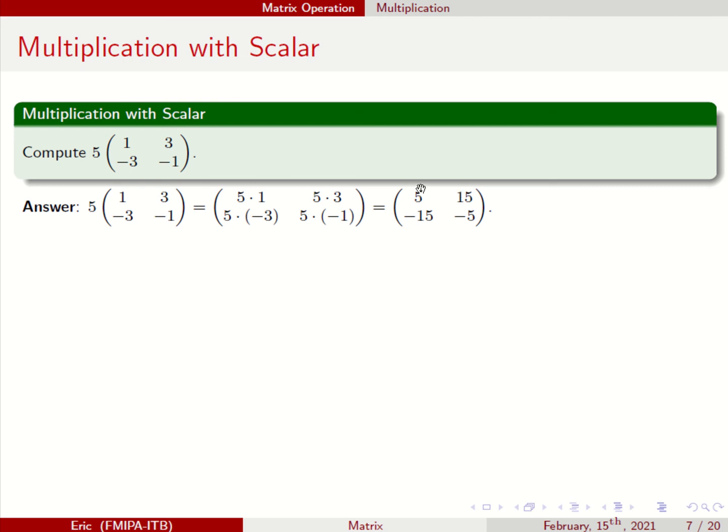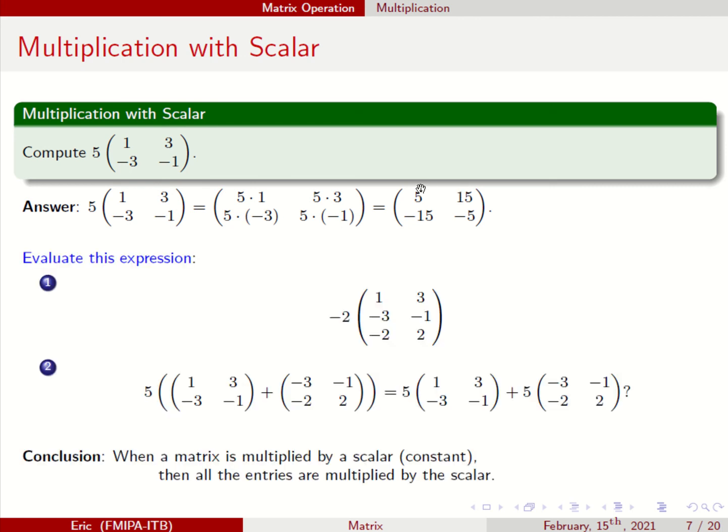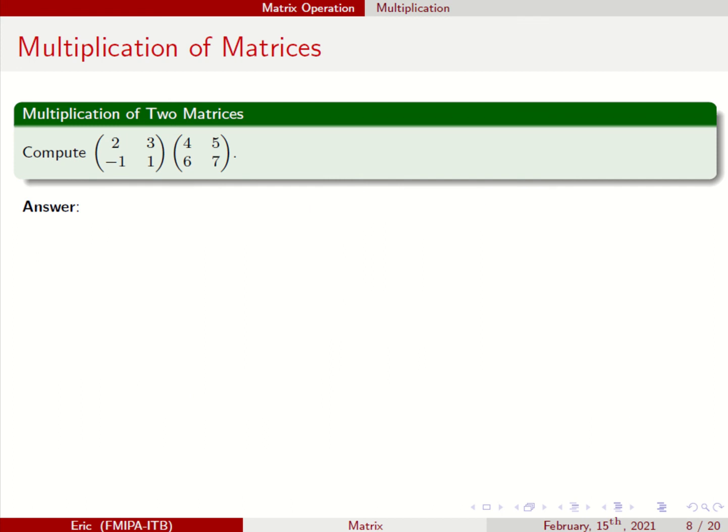So you have this one, and you can evaluate this. So when a matrix is multiplied by a scalar, a constant, then all the entries are multiplied by that scalar. Okay, the next one is the multiplication of matrices.